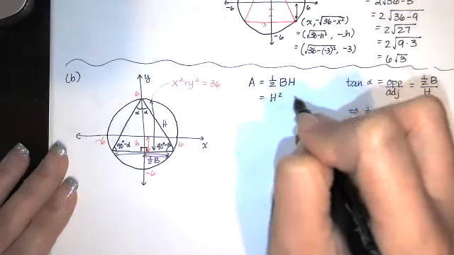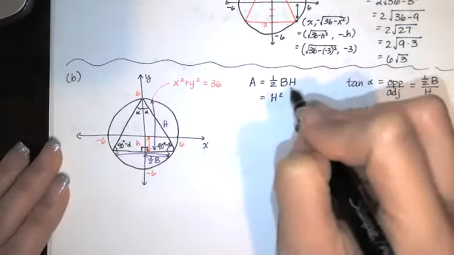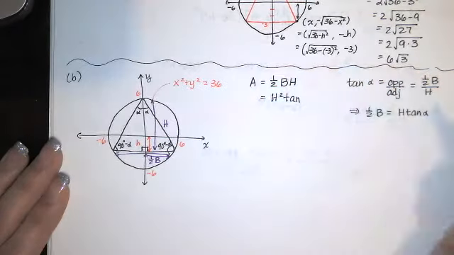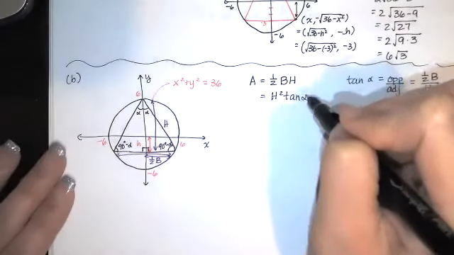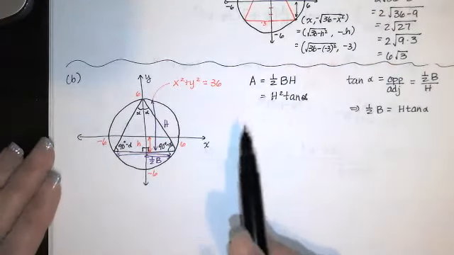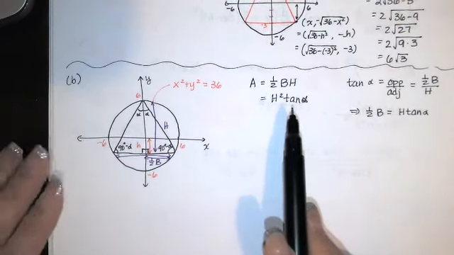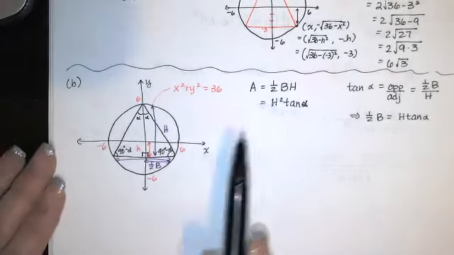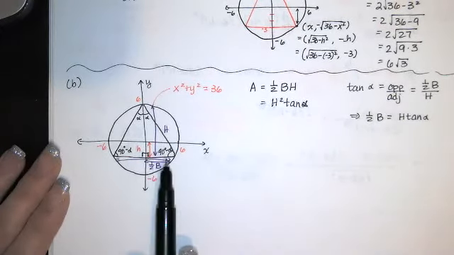And so now I can replace 1/2 b with h tangent theta. So I've got A, that's the area of my triangle, is h tangent theta times h. So that's h tangent alpha. I'm sorry, I'm using the wrong angle. Okay, so area is h squared tangent of alpha. Now we just need to find h as a function of alpha, provided that we are on this circle.